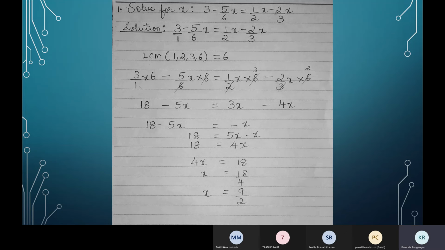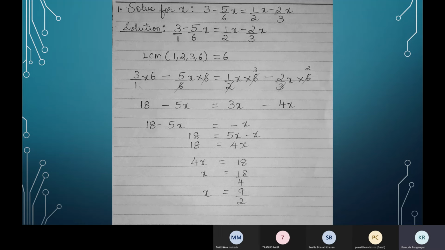All right. Have a look at this question, children. Solve for x. We need to solve the given equation for x. So the equation is 3 minus 5 by 6x is equal to 1 by 2x minus 2 by 3x. Now here in this equation, you find x in more than one place.